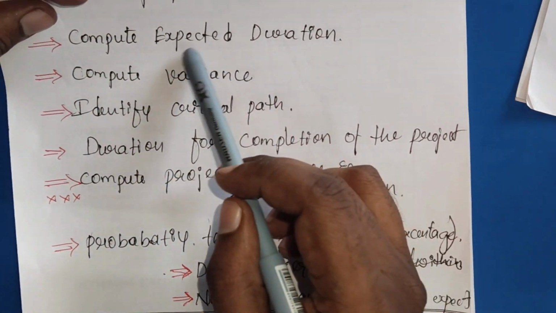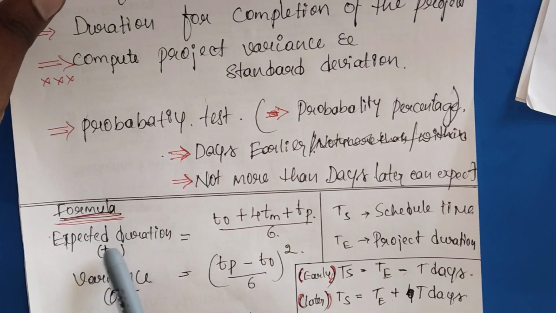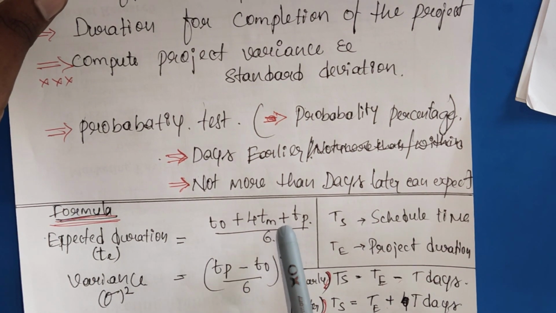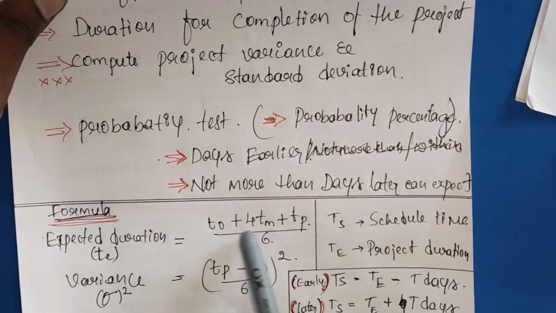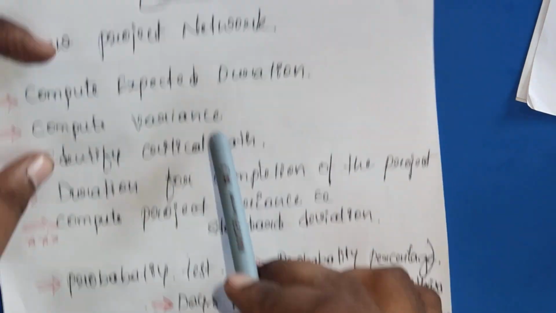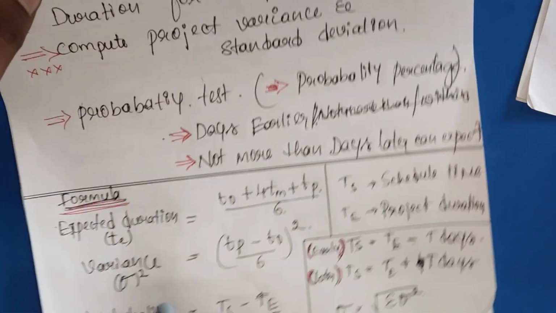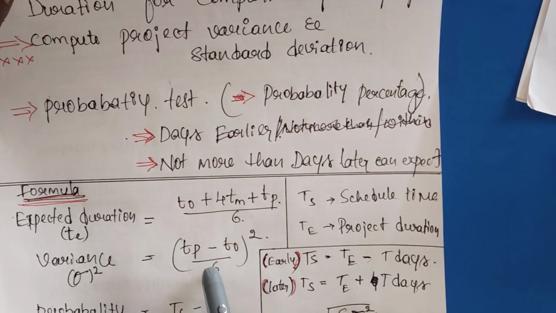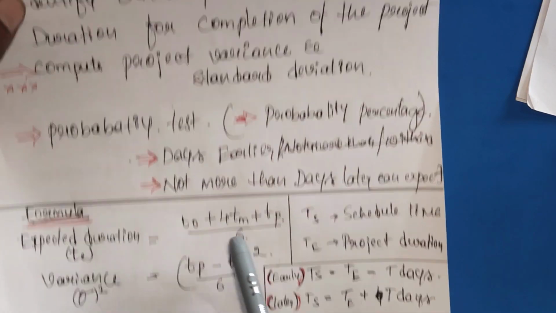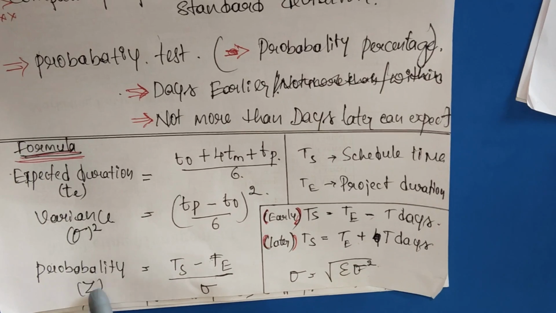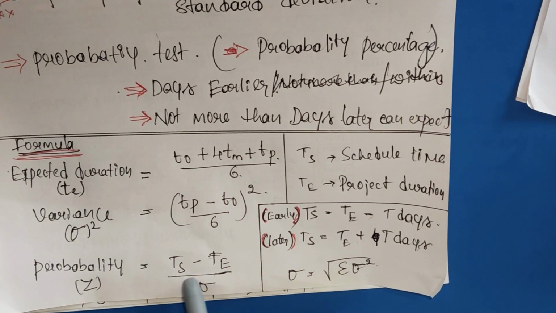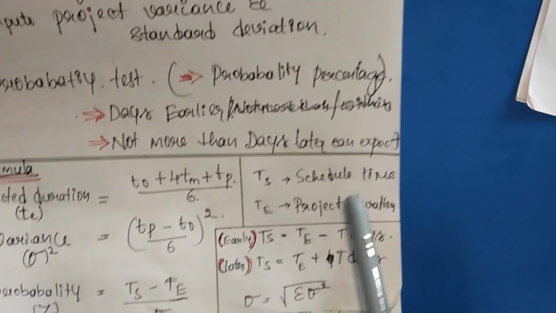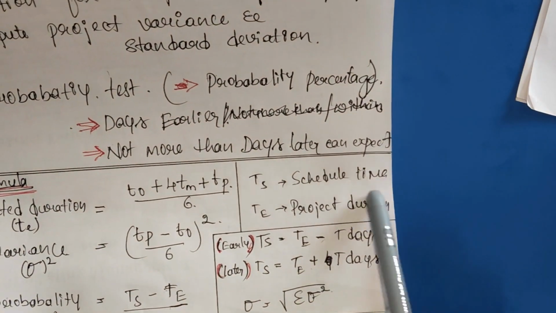In order to calculate the expected duration, the formula is: expected duration equals time optimistic plus 4 times time most likely plus time pessimistic, divided by 6. And variance equals time pessimistic minus time optimistic, divided by 6, whole square. Next, to calculate the probability, Z equals Ts minus Te divided by standard deviation. Ts stands for the schedule time, and Te stands for the project duration.